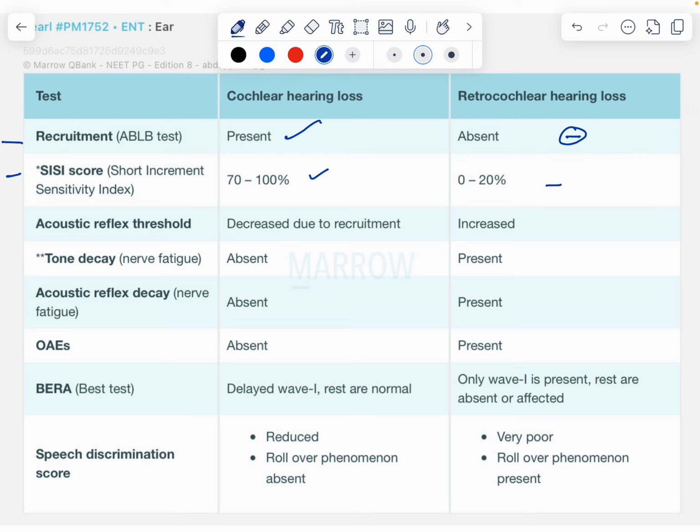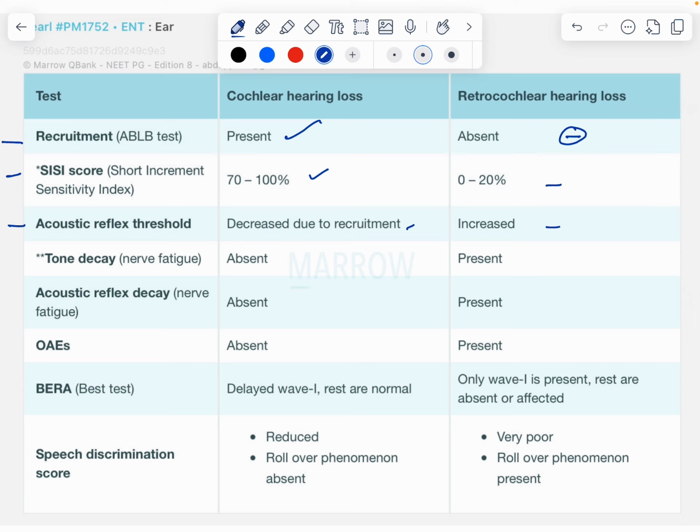Next is acoustic reflex threshold. It will be decreased in cochlear hearing loss. Same concept, recruitment phenomenon. Even a small sound will be perceived as a loud sound, so their acoustic reflex threshold will be decreased. In retrocochlear it will be increased.